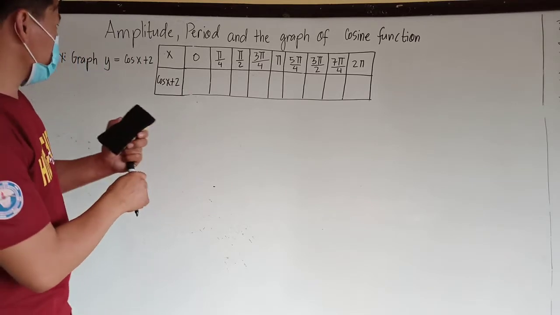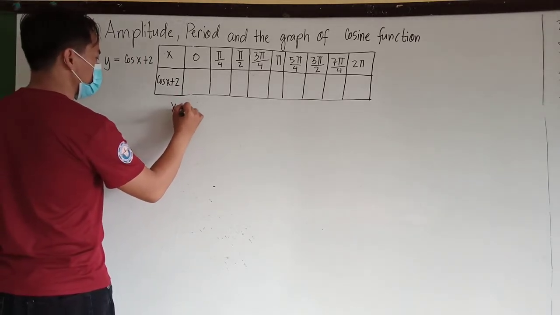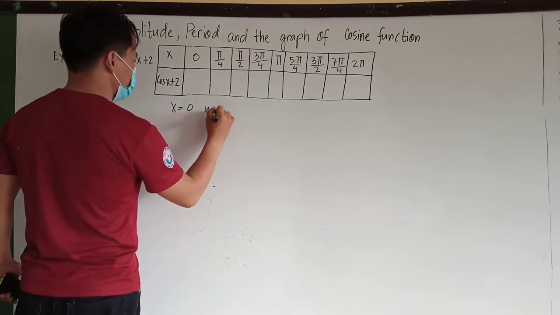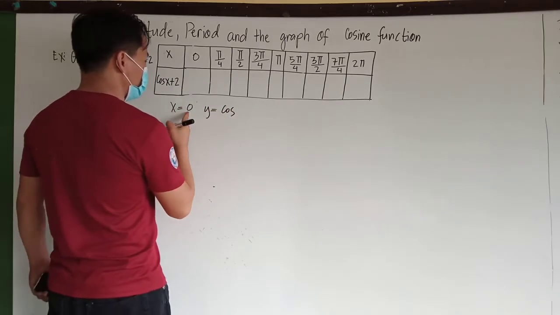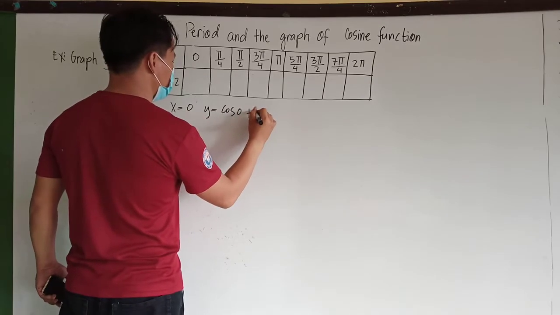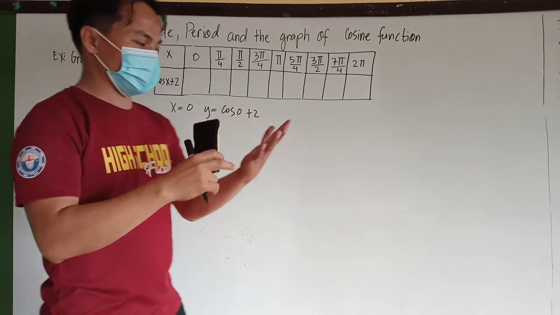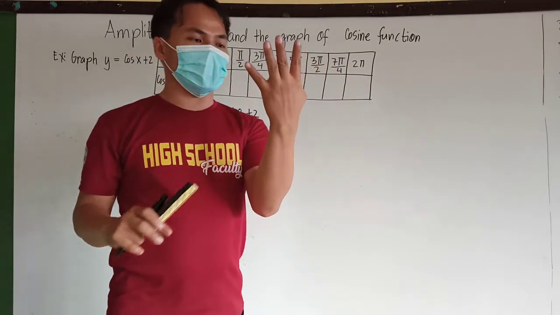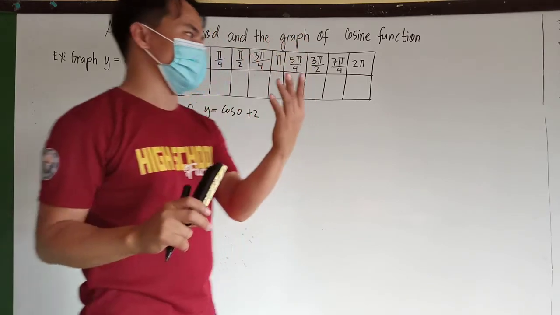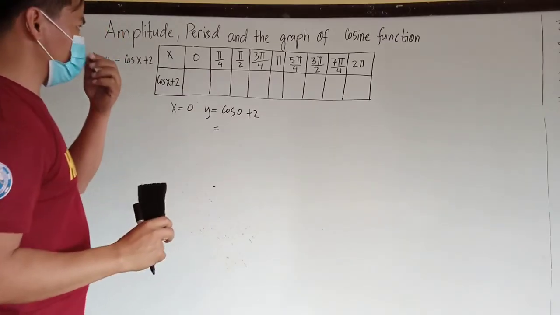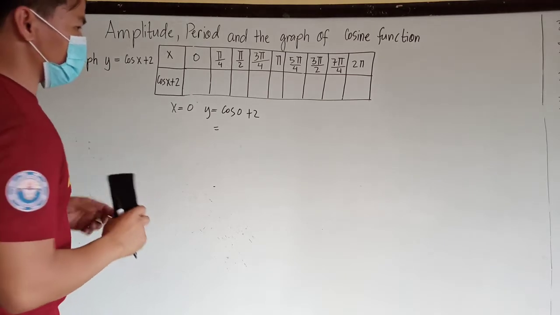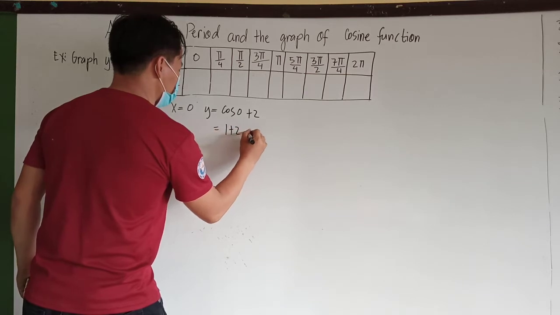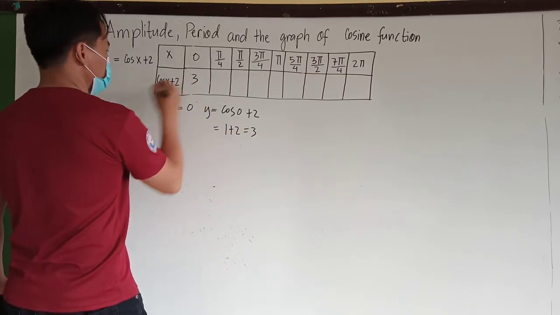First, when x is equal to 0, we have y = cos 0 + 2. We know that cos of 0 is square root of 4 over 2, or 2 over 2, which is 1. So cos of 0 is 1, then plus 2 is equal to 3. Therefore here is 3.